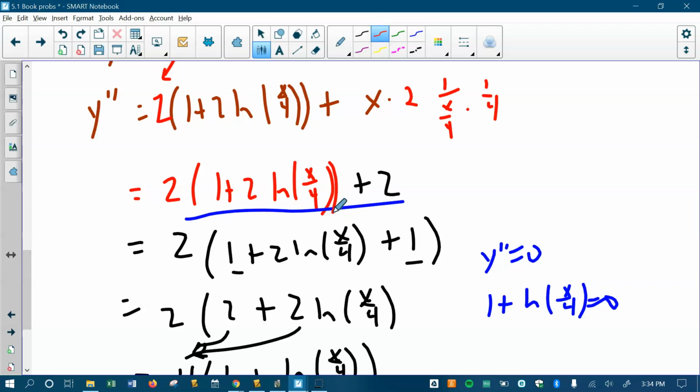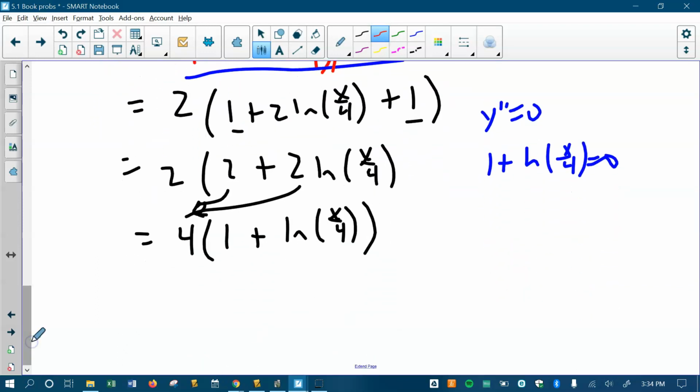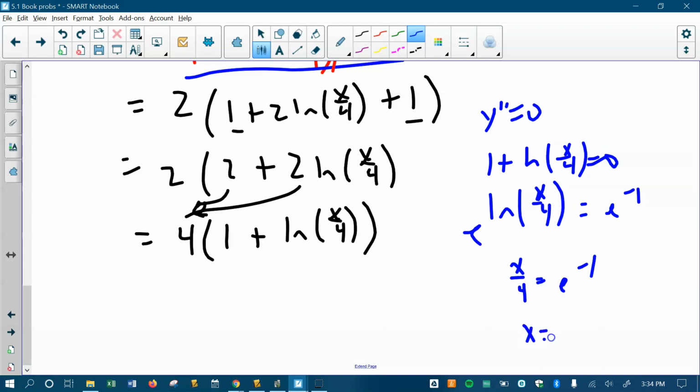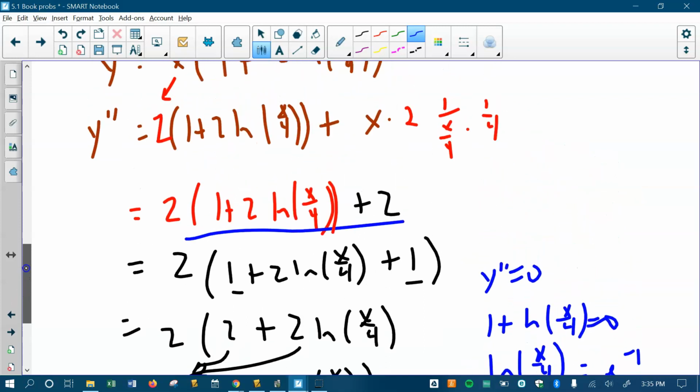Okay, so now let's go and get our answer here. So let's move the 1 over and exponentiate. So we get ln of x over 4 equal to e to the negative 1. Because I subtracted the 1 over and exponentiated, I get x over 4 equals e to the negative 1. X is equal to 4 e to the negative 1, or x is equal to 4 over e. Okay, that's supposed to be my point of inflection.